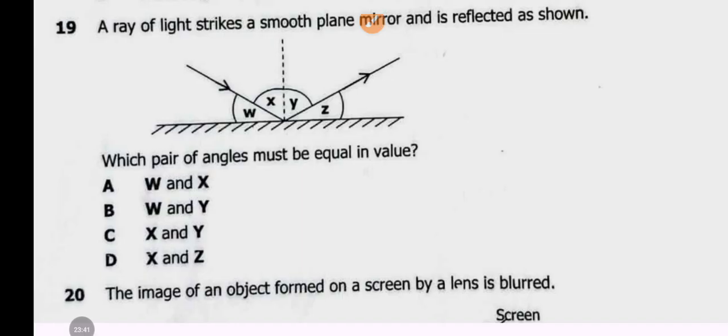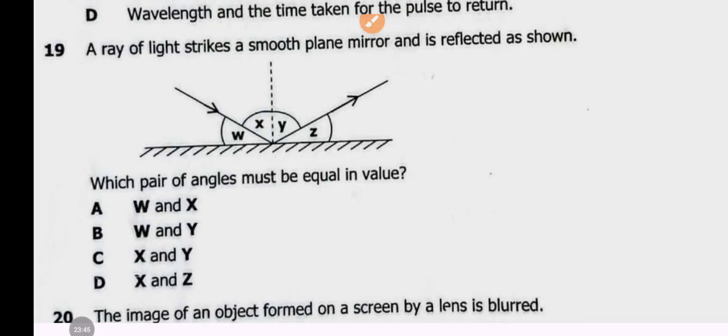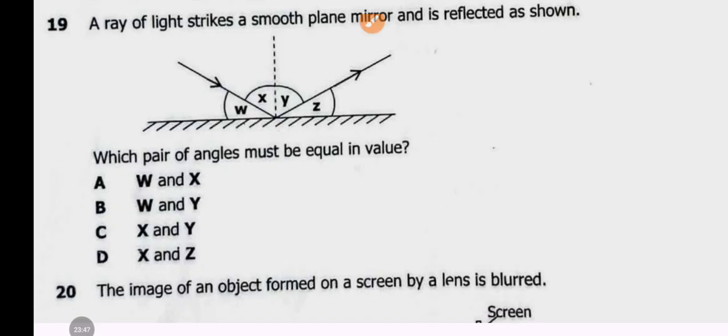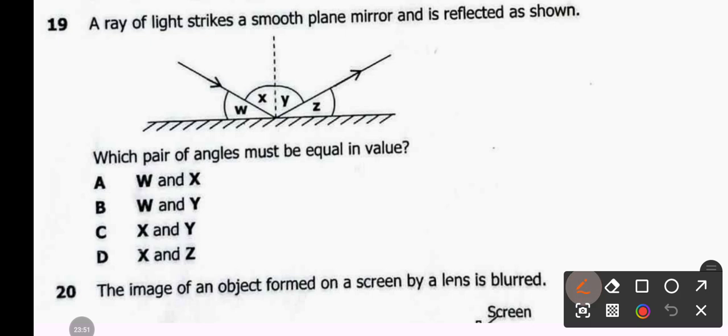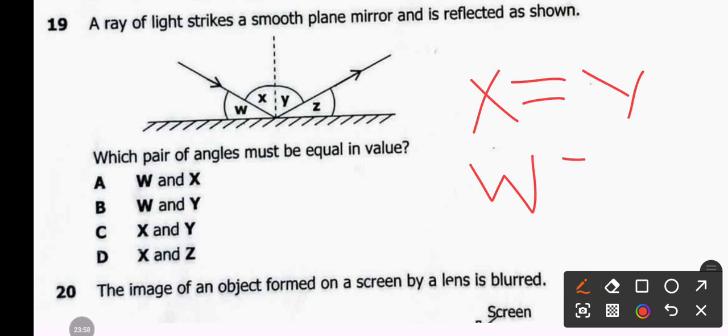Question 19. A ray of light strikes a smooth plane mirror and is reflected as shown. Which pair of angles must be equal in value? Right. So the pairs of angles that are equal in value are x and y, as well as w and z. Right. X and y. So option C there.